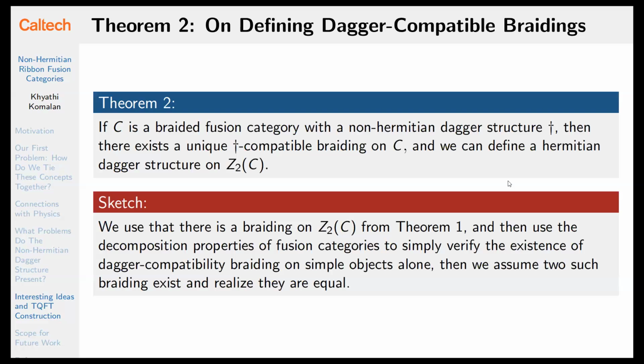And the second theorem: if C is a braided fusion category with a non-Hermitian dagger structure, then there exists a unique dagger compatible braiding on C, and we can define a Hermitian dagger structure on G to C. The proof sketch for this is that we use the braiding on G2C from theorem 1 that we had proved earlier, and then use the decomposition properties of fusion categories to verify the existence of a dagger compatible braiding on simple objects alone, and we would be lifting this up to the semi-simple objects. If you assume that two such braidings exist on these objects, you will realize that the braidings are equal, and therefore you would be able to prove uniqueness.